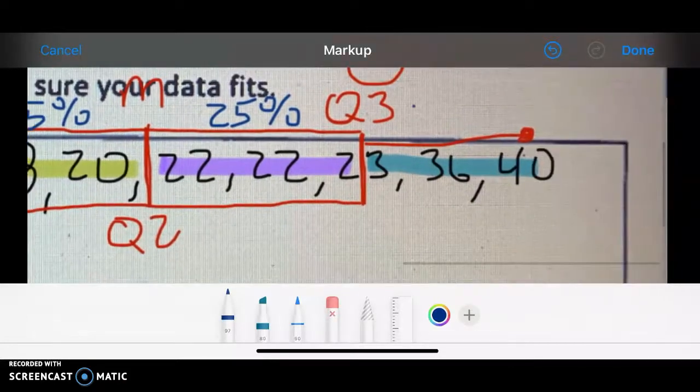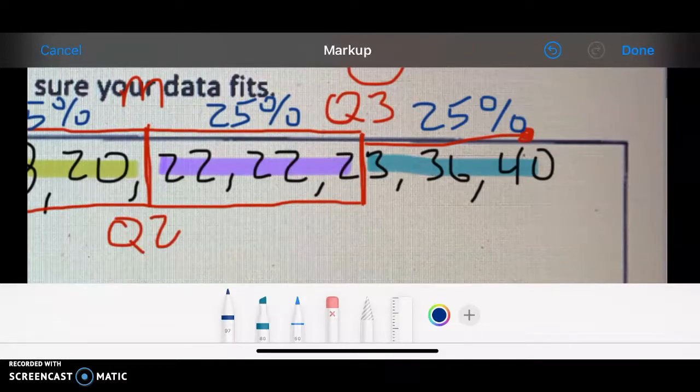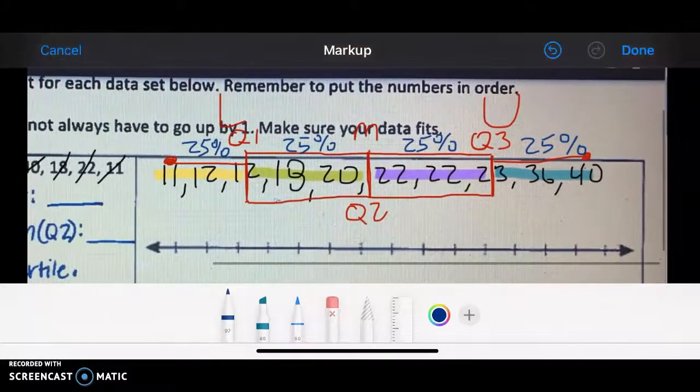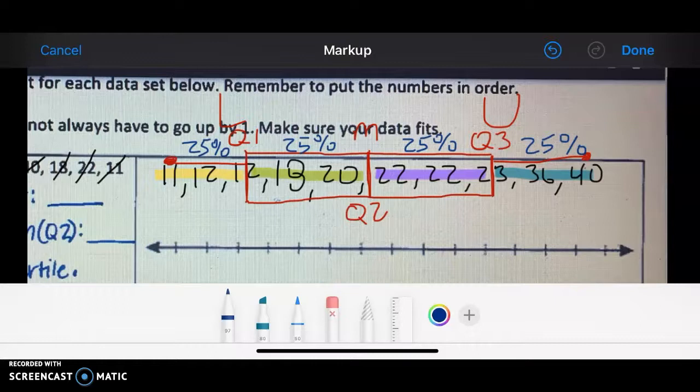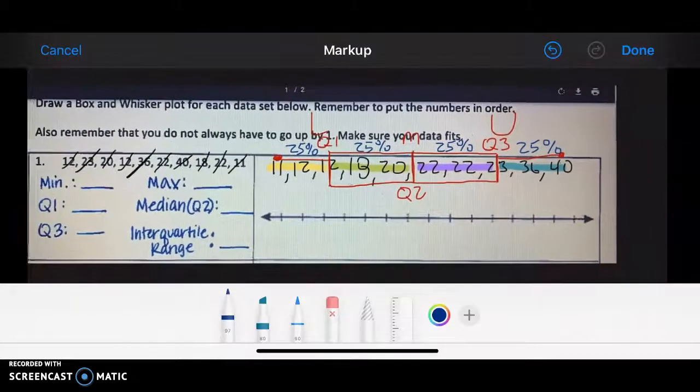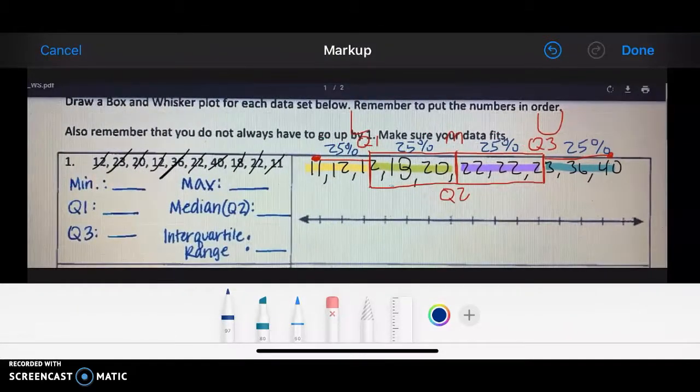And this one is 25% of the information. It could also be written as 25 hundredths, which you know from the fraction, decimal, and percent unit. It could also be written as 1/4 because it's 1/4 of it, right?